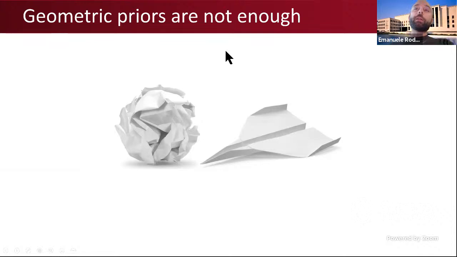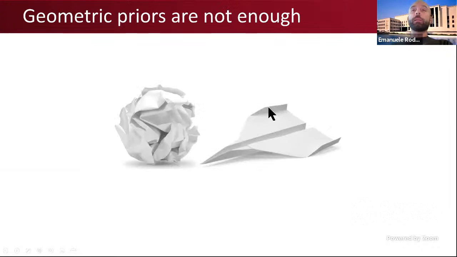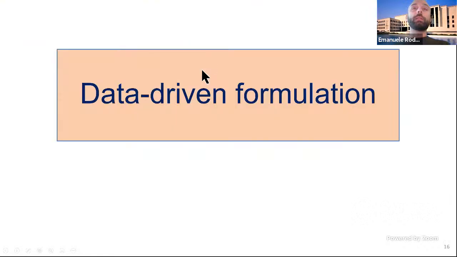So the idea now is let's resort to a data-driven approach. So let's replace the geometric prior with a data prior. Our principle is the following. We model axiomatically as much as we can. And then what we cannot model axiomatically, like modeling the paper plane, we're going to learn from the data. So our method is in between. This is what we call geometric deep learning in my community. We have axiomatic modeling, and then what is hard or impossible to model is going to be learned from the data. So now let me show you how we did this.